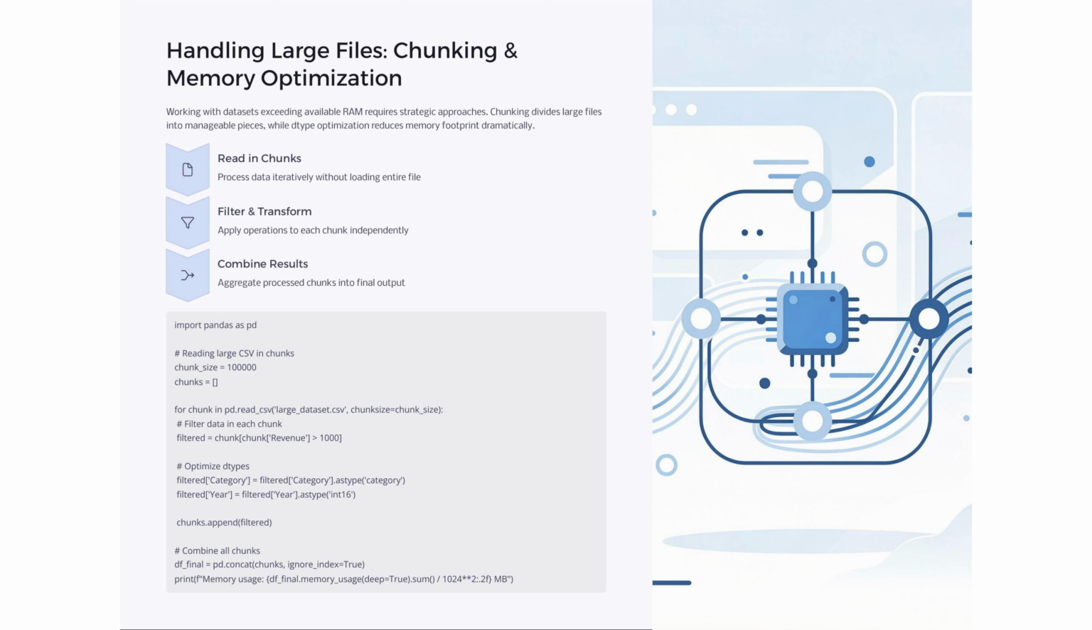Handling large data sets efficiently involves chunking and memory optimization. By reading data in chunks, we process iteratively, filtering and transforming each segment. For instance, filtering revenue over 1,000 and optimizing data types like object to category and year to int16 reduces memory usage. Finally, combine chunks for a complete data set.